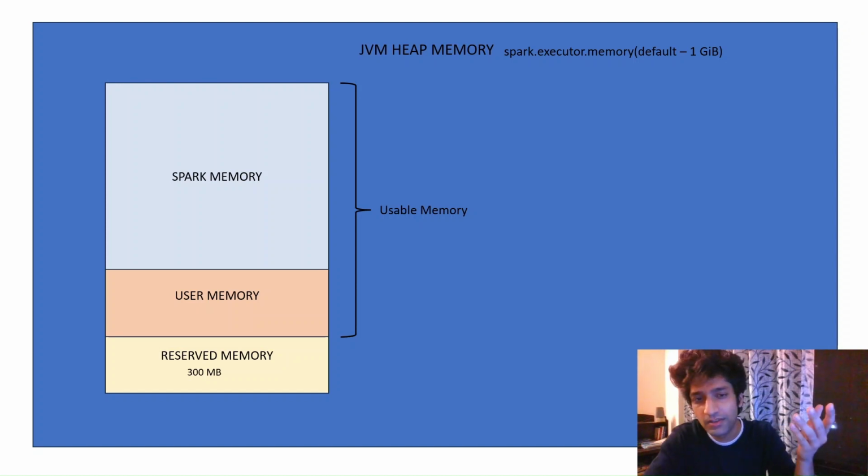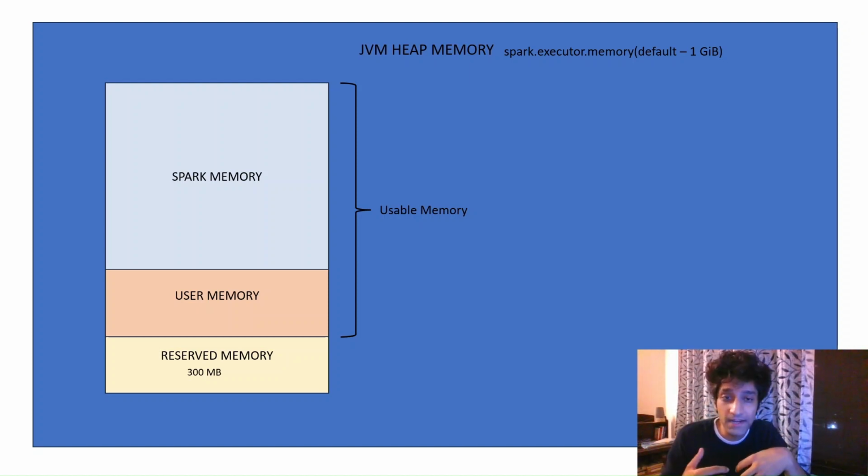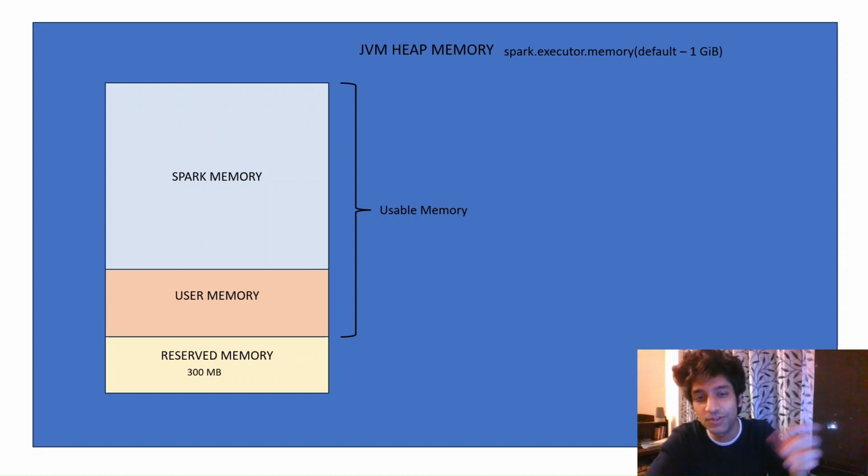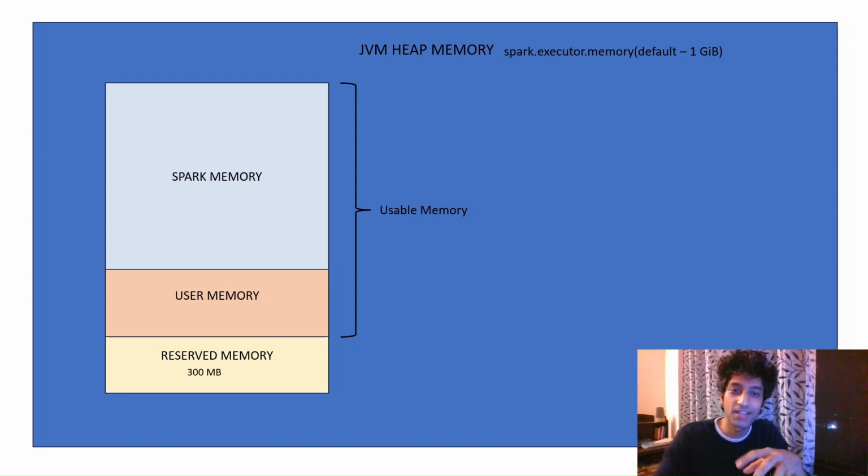What is user memory? Now it is mainly used to store the data needed for RDD conversion operations. Or we can even store our own data structures used in the transformation. The main thing about this memory segment is that Spark is unaware of it. Spark doesn't maintain this memory segment. So it is not used for the actual execution. The Spark memory segment is the one which is actually used for Spark execution.